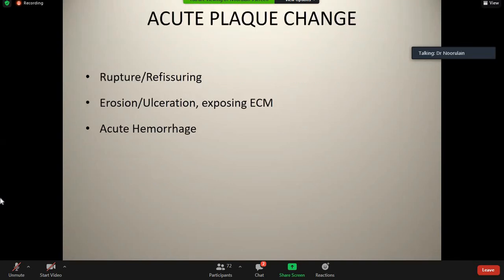Okay, what are the acute plaque changes? If there is a plaque, it can rupture or fissure. It can erode, ulcerate, and expose the extracellular matrix, and it can lead to acute hemorrhage.